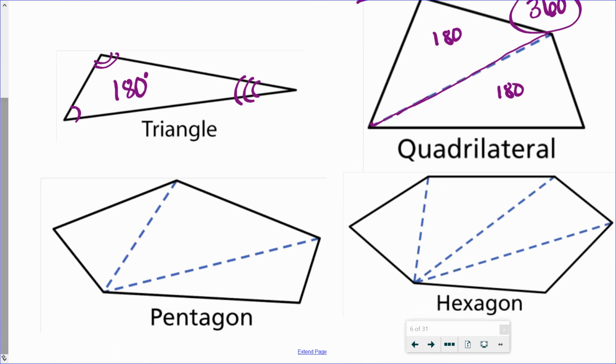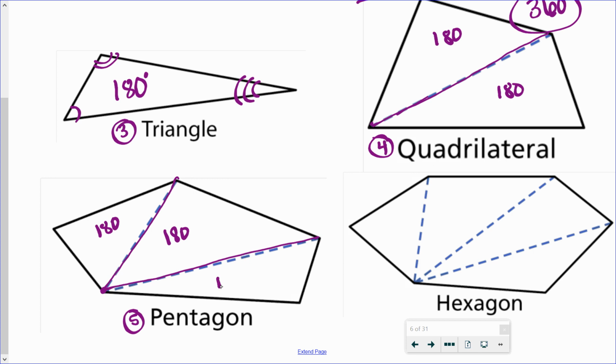Now go ahead and think about a pentagon. A quadrilateral has 4 sides, a triangle has 3 sides. Now how about a 5-sided figure? Once again, start at one point. Don't go to a consecutive vertex, we'll talk about this. You want to go to ones that go through the center of this polygon. So now we have not only 1 triangle or 2 triangles, we have 3 triangles. So 180 times 3 is 540.